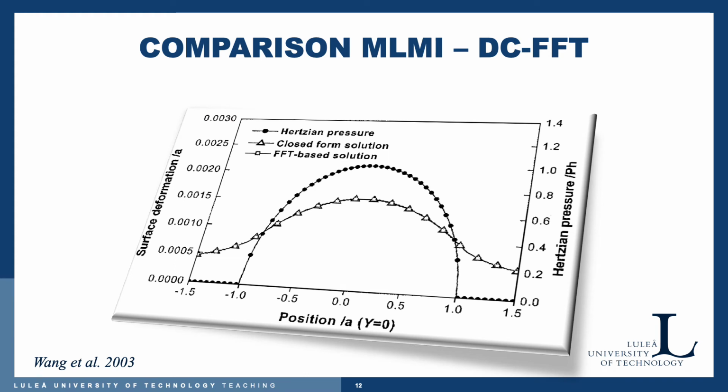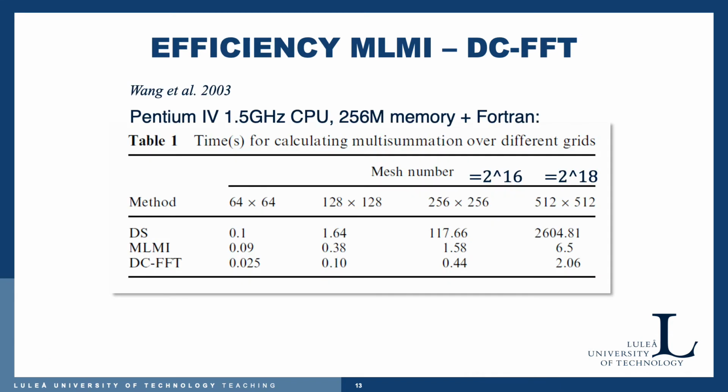Okay, so just to sum up, we compare now the MLMI, multi-level multi-integration, with the DC-FFT method, and we already know, and this image also depicts, that we have numerically exact solutions in the DC-FFT case for a Hertzian pressure, for example, but for any example that we can compute in the standard way, matrix vector multiplication, we will get an identical result numerically by means of the DC-FFT method.